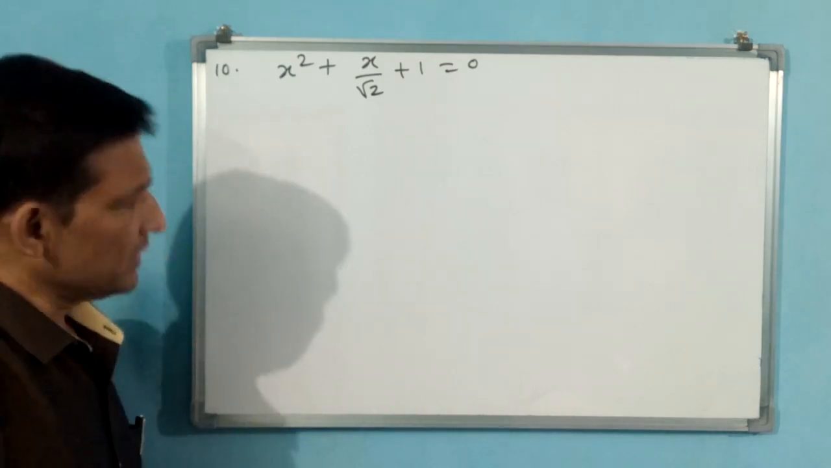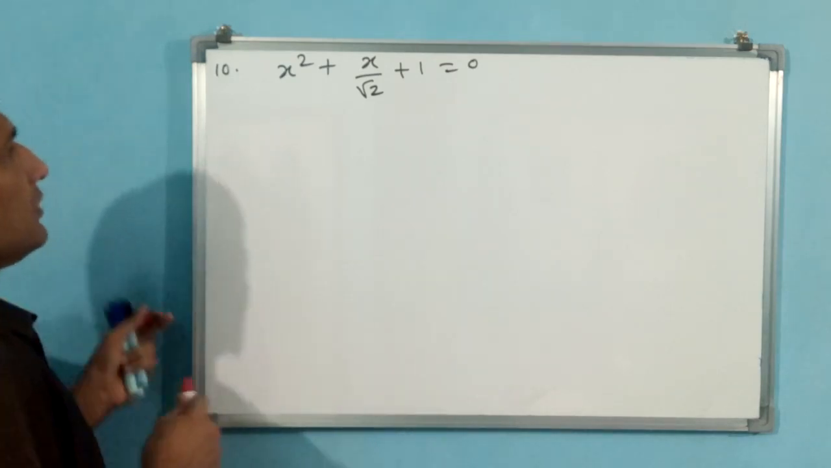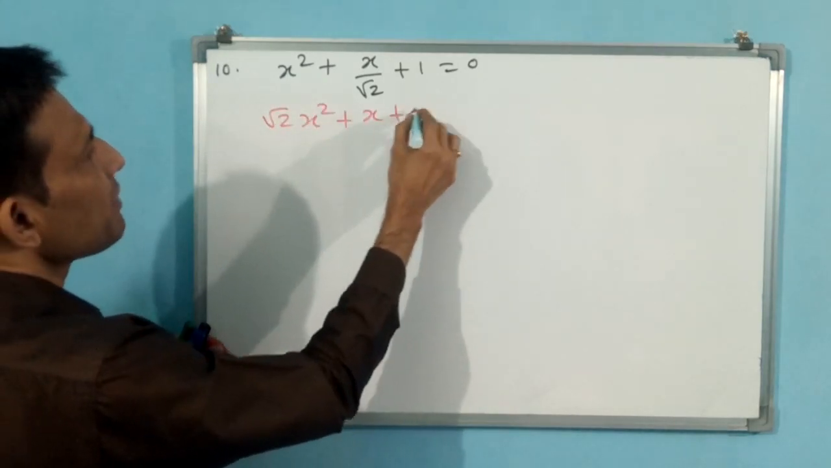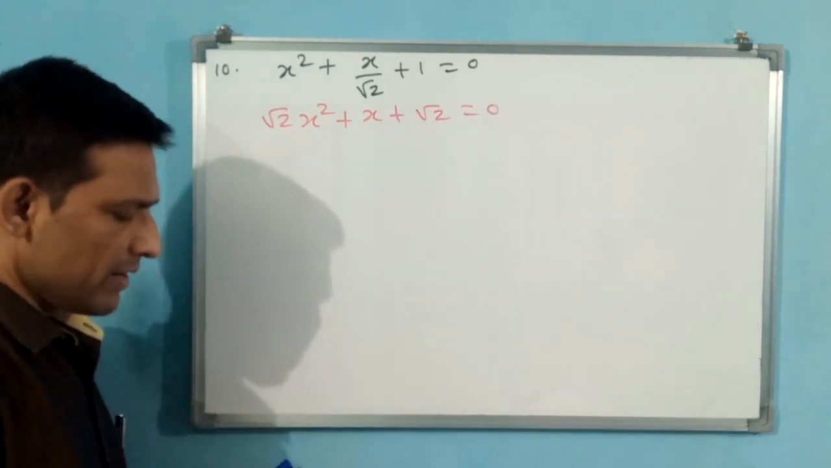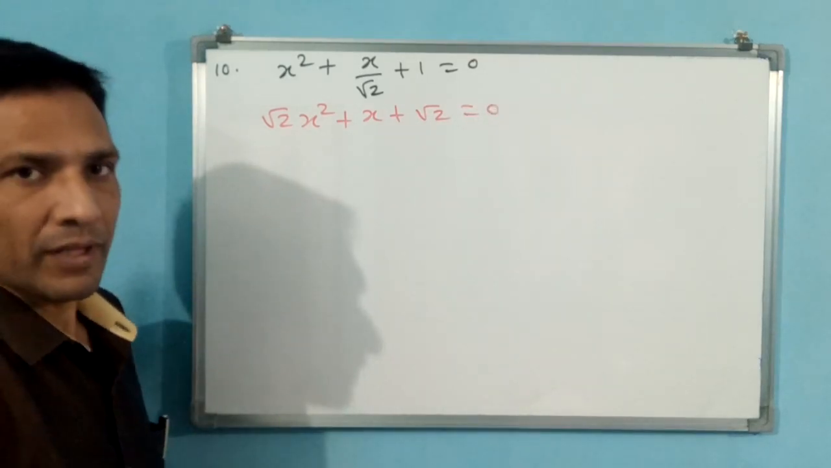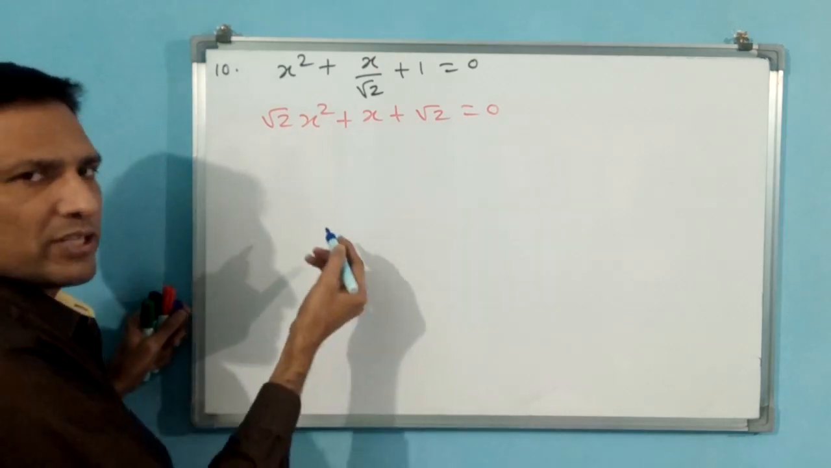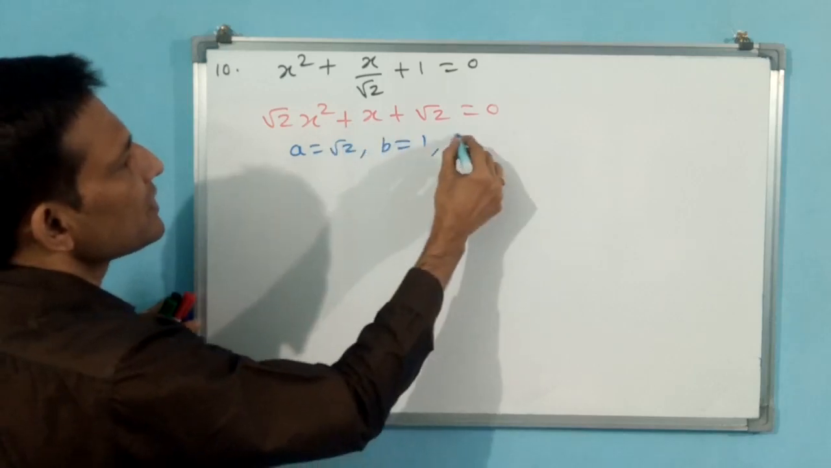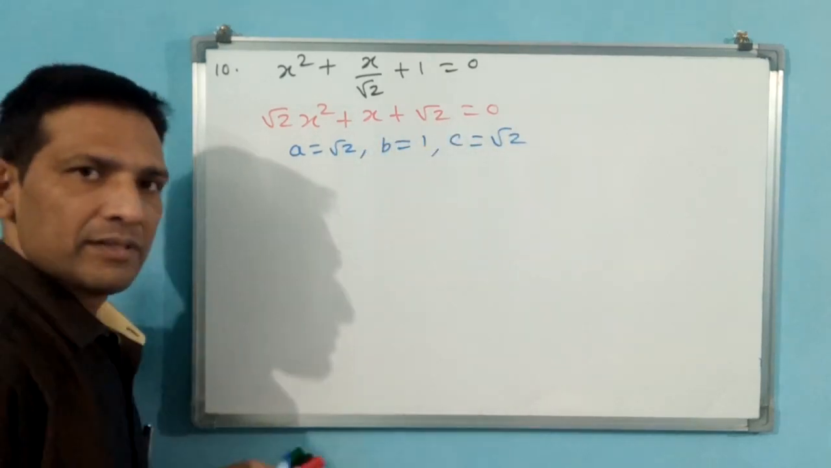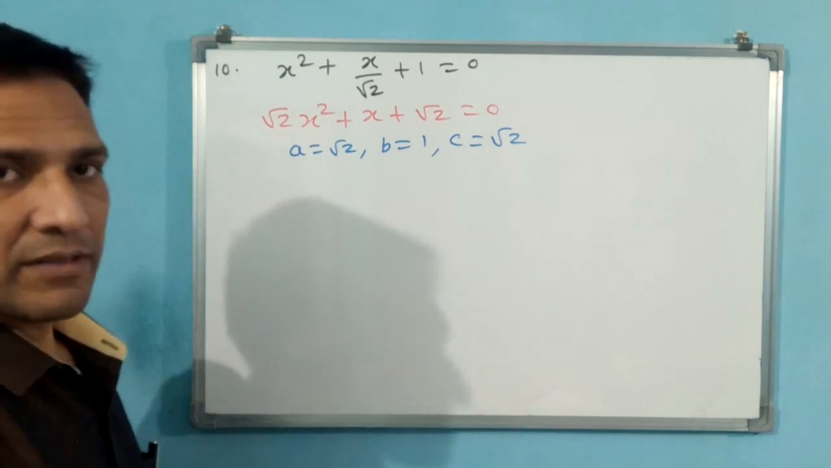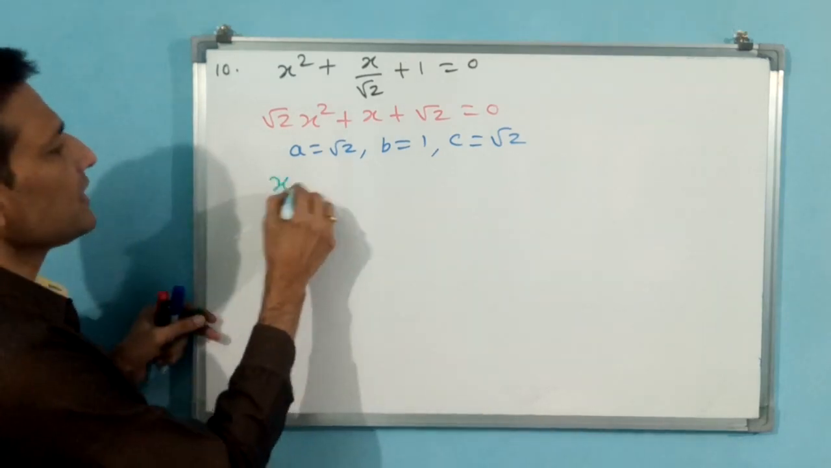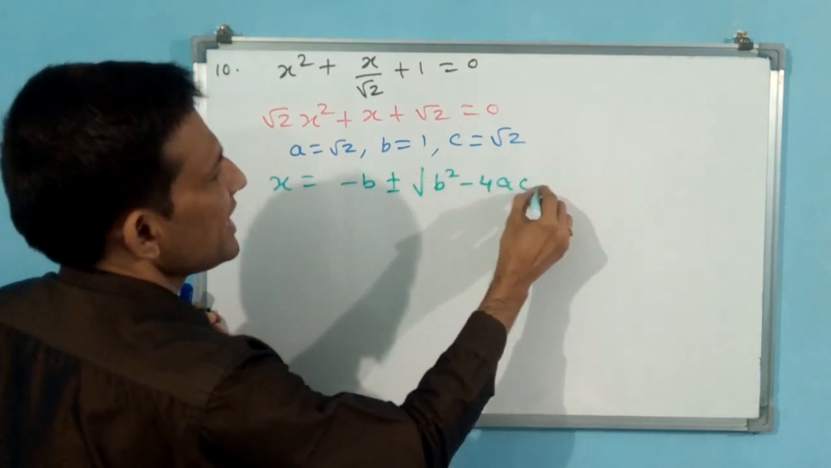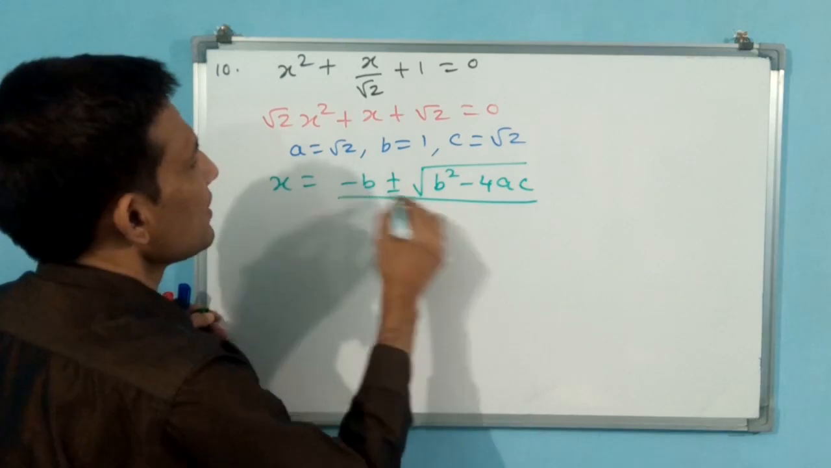Like that you have to think and proceed. Okay. Let us multiply with root 2. Then it is going to become root 2 x square plus x plus root 2 is equal to 0. Is it okay? Now even without writing that equation we can write a is equal to root 2, b is equal to 1, c is equal to root 2. Is it okay? Now write the formula: x is equal to minus b plus or minus square root of b square minus 4ac by 2a.